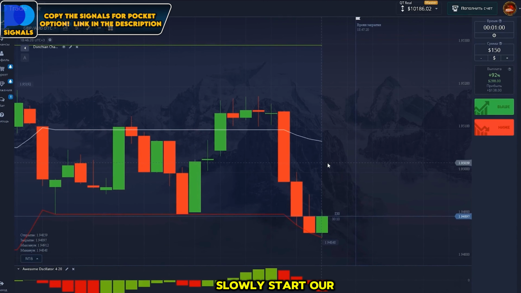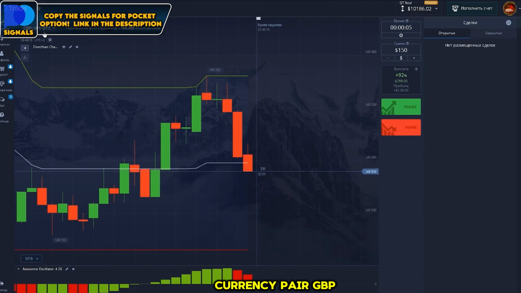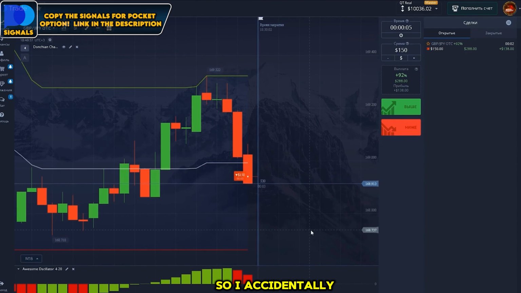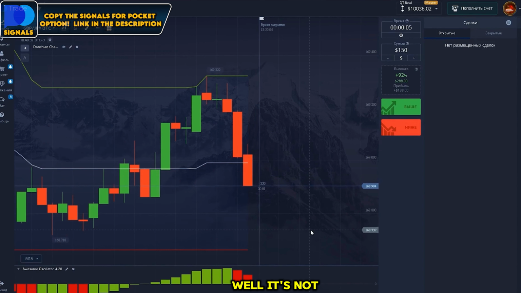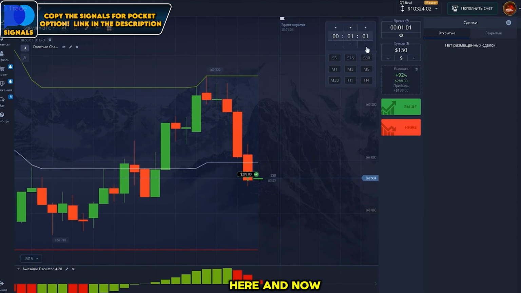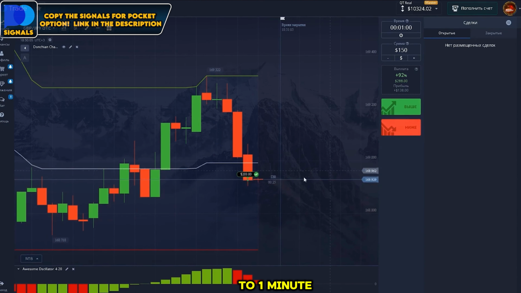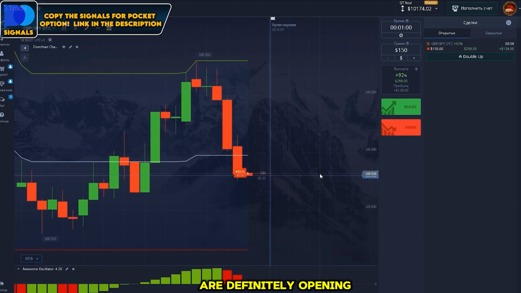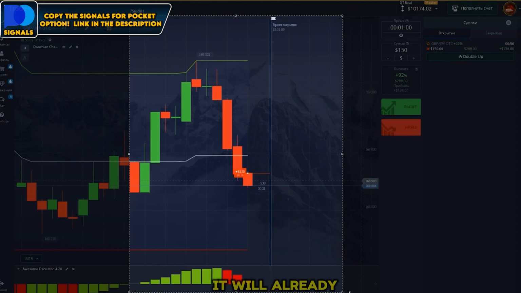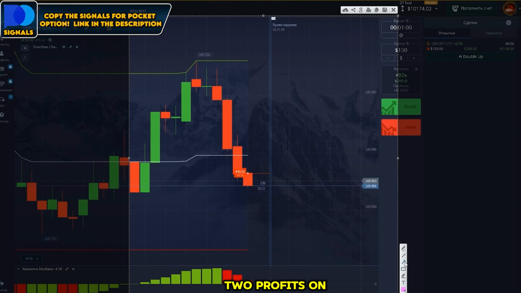Now we will slowly start our second trade. Currency pair GBP JPY. At the moment, we will open a trade for a decrease here, so I accidentally opened it for 5 seconds. Well, it's not a big deal. We are securing the first profit on this currency pair here, and now we will change the trade time to 1 minute. Alright, now we are definitely opening for 1 minute, and we will analyze this trade. For some reason, my time got messed up, but it's not a big deal. It will already be good if we have 2 profits on this currency pair.